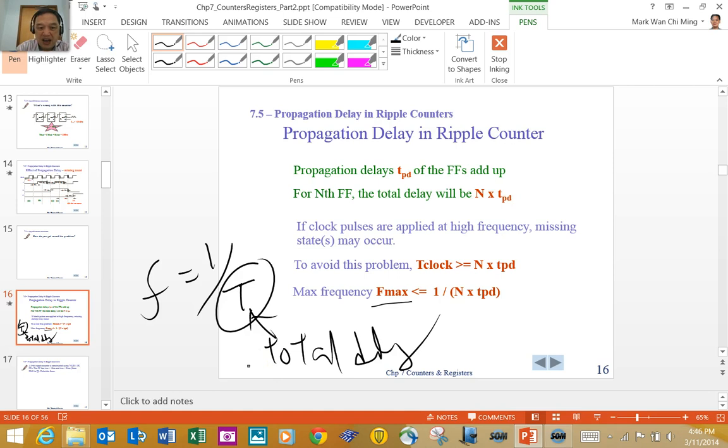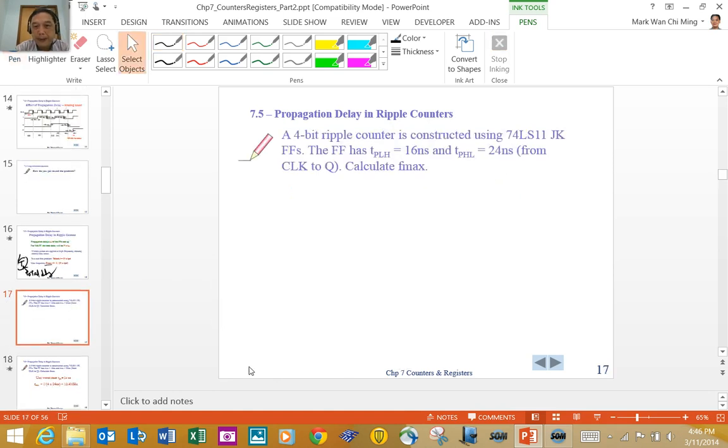Right, let's have a look at the next one, some example. We are giving you a 4-bit counter built with JK flip-flops. The flip-flop has a propagation delay t_PLH, which is the change from logic 0 to logic 1, and the delay is 16 nanoseconds. It also has a propagation delay for the 1 to 0 transition, high to low, and that delay is 24 nanoseconds. You are asked to calculate the maximum frequency.